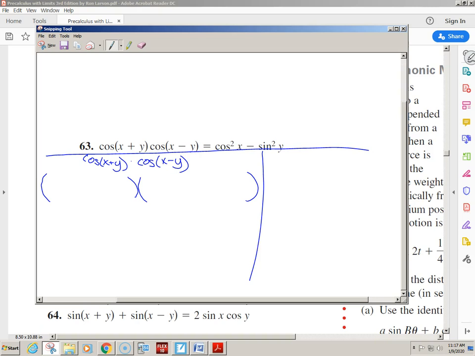Cosine of a plus b. Let's just start with this guy on the left. What's that formula look like? Cosine a cosine b, and then a minus, the signs change, sine a sine b. We good? The other one's going to be the exact same, but instead of a minus, it's going to have a plus.